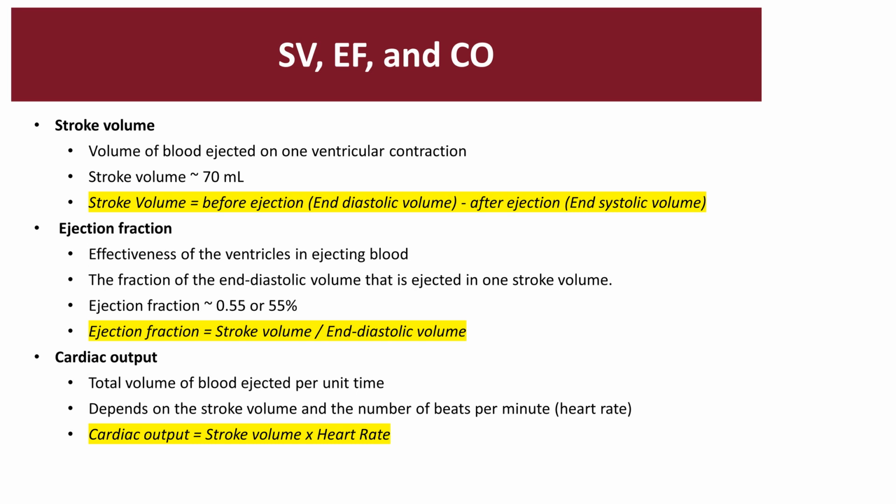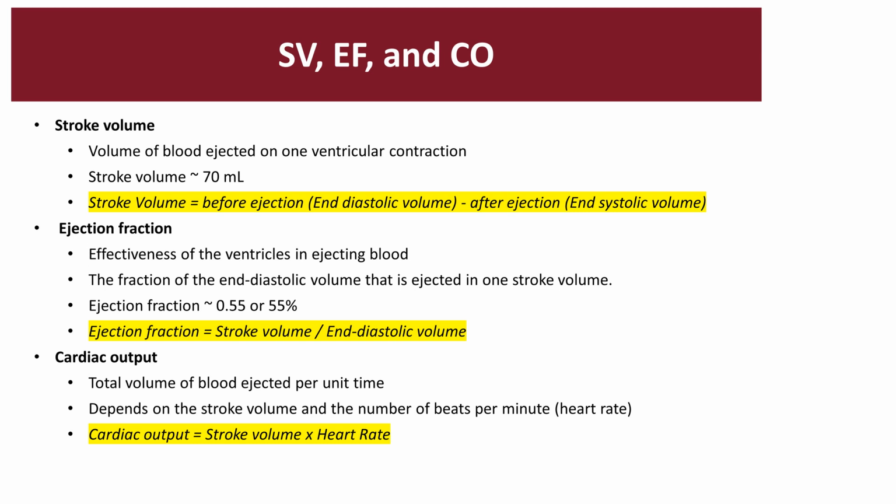Cardiac output is equal to the heart rate times the stroke volume. CO is equal to HR times SV. Cardiac output is always going to be expressed as milliliters per minute, while the heart rate is measured in beats per minute, and stroke volume is going to be expressed in milliliters.